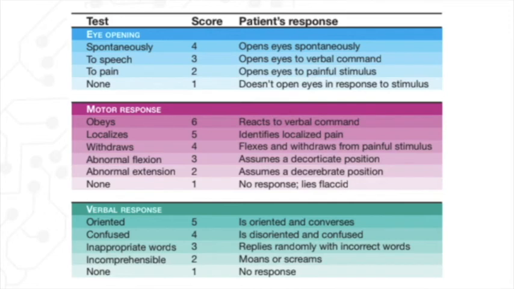So here we have a picture of a Glasgow Coma Scale, which is divided into 3 categories. As I mentioned earlier, we have the eye, the motor, and the verbal. For the eye category, we have 4 as the highest score and 1 as the lowest score. For motor, we have 6 as the highest score and 1 as the lowest score. And for verbal, we have 5 as the highest score and 1 as the lowest score.